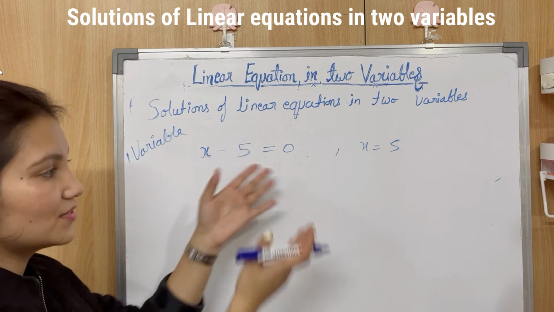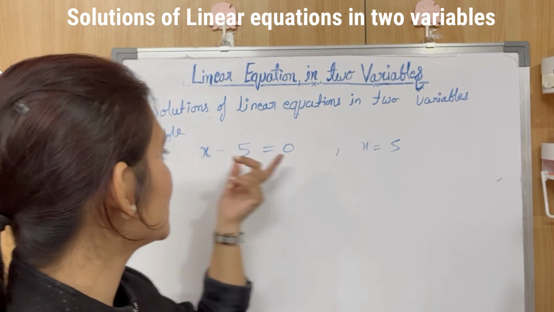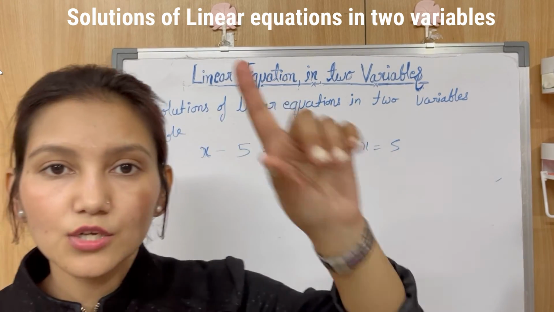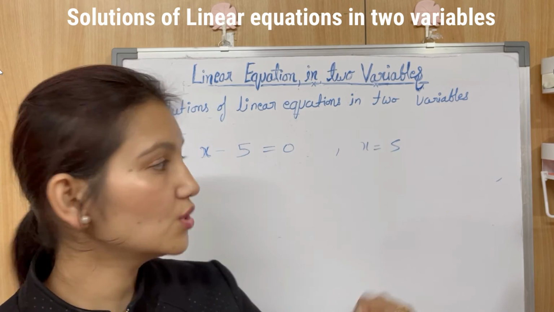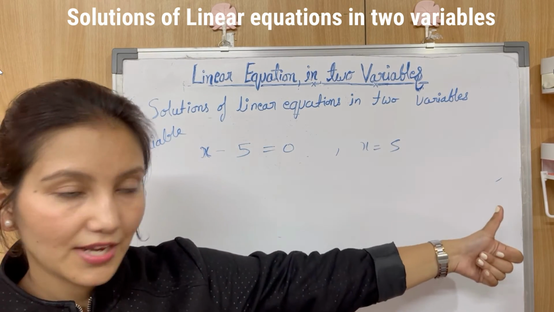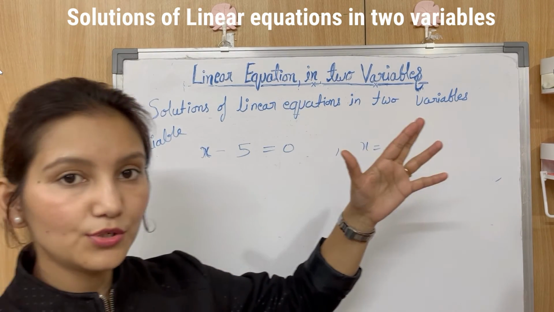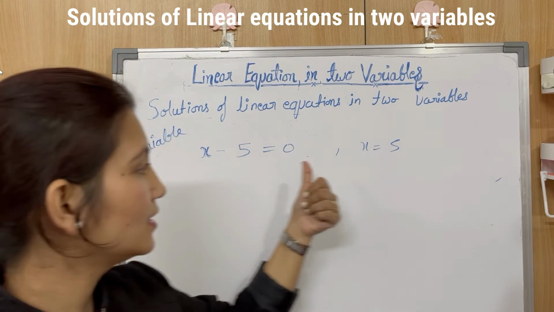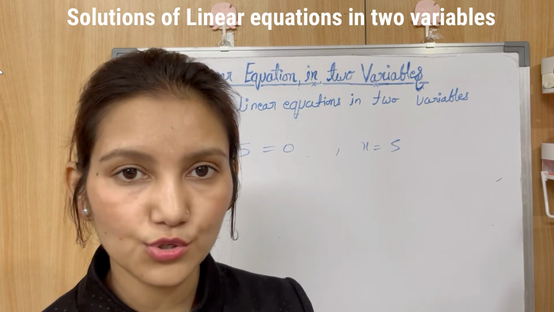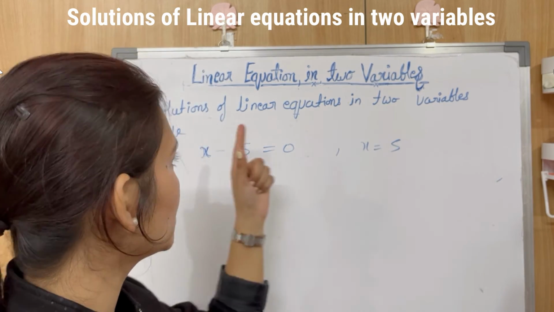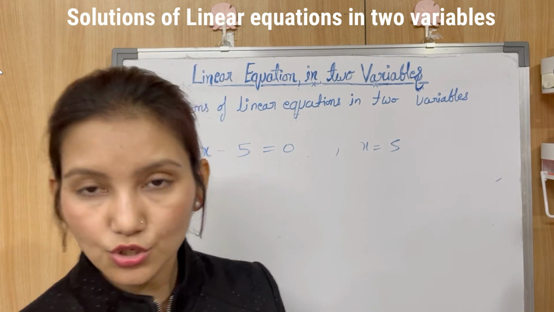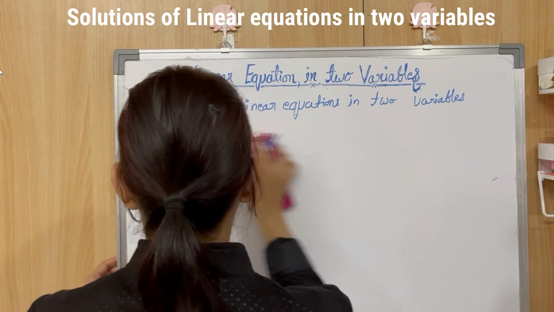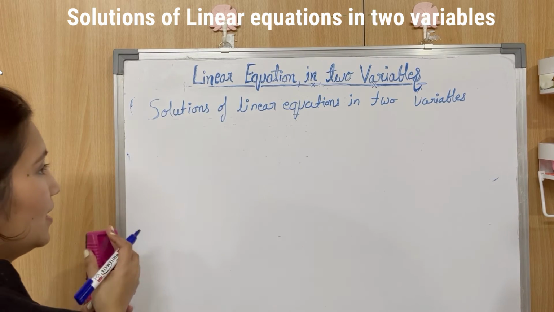5 minus 5 is 0. So 5 satisfies this equation. It means this equation has got only one solution, one unique solution, that is x equal to 5, right? So what I want to infer from this is that linear equations in one variable have one unique solution. But let's talk about linear equations in two variables, okay? Let's take an example.